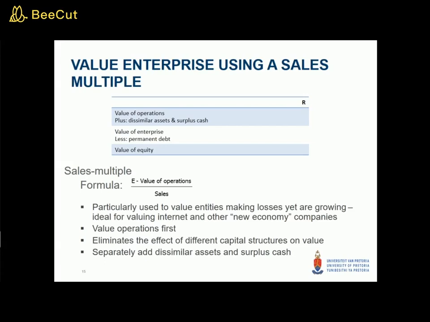However, the question now arises: what happens if a company has a negative EBITDA? All of a sudden, we can no longer use the EBITDA approach. This is where the sales multiple comes in, and it's used when there is ordinarily a negative EBITDA figure. And we determine the value of an enterprise based on its sales multiple.